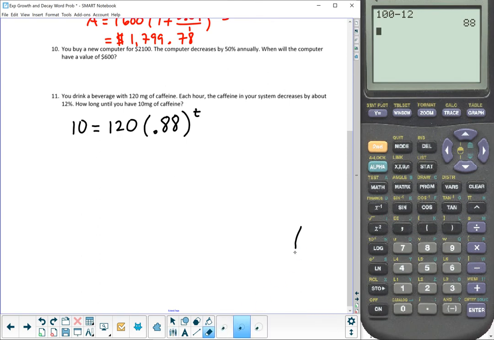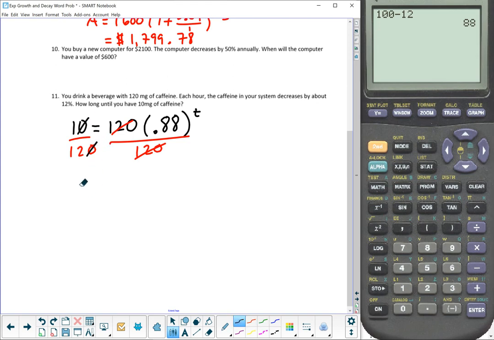Okay. And now we just have to go through the process again and figure out what that t is. Like how we did before, we're going to divide both sides by 120 because we need to isolate the t. So the 120s cancel and we get 10 over 120. I'm going to reduce that down to 1 over 12, which is equal to 0.88 to the t power. And again, I need to get rid of that 0.88, so I'm going to use log base 0.88 on both sides.